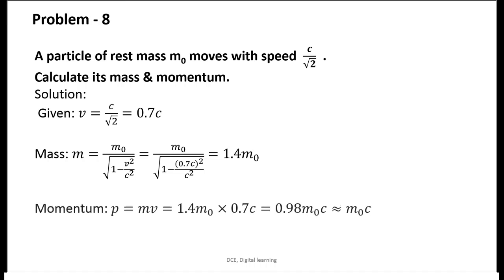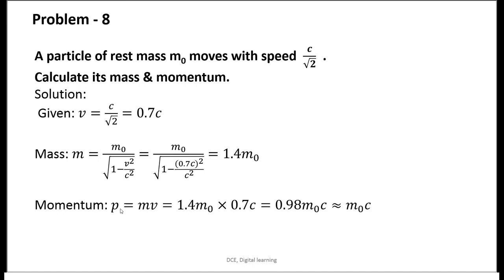And we need momentum. Momentum is nothing but the product of mass and velocity. Here we have found m is equal to 1.4 m naught and velocity v is given as 0.7 c. So multiplying these two things, we get 0.98 m naught c. 0.98 is approximately equal to 1, so we can write this as 1 m naught c, or m naught c.